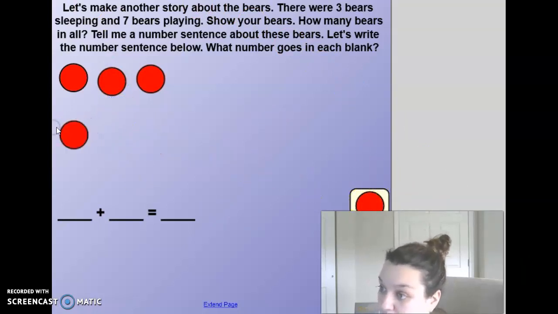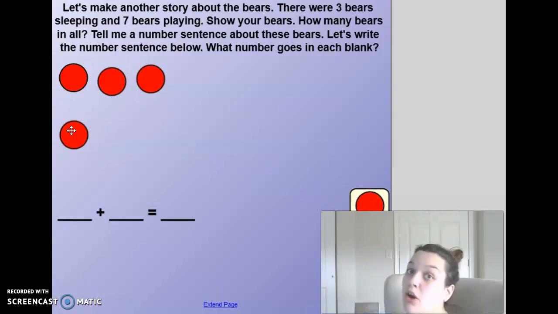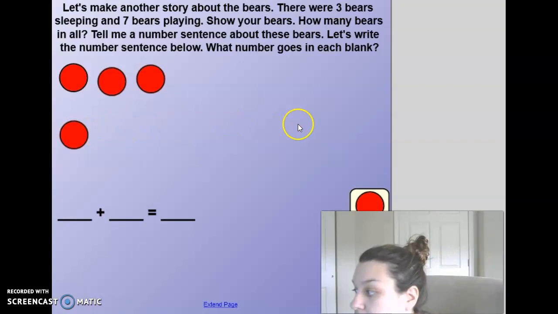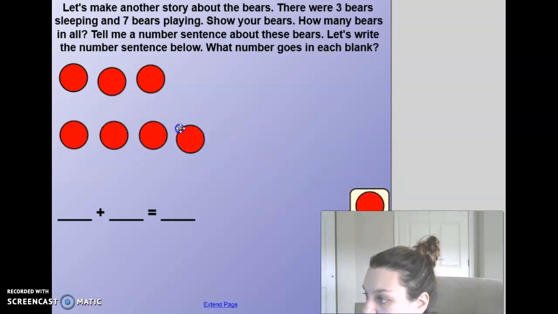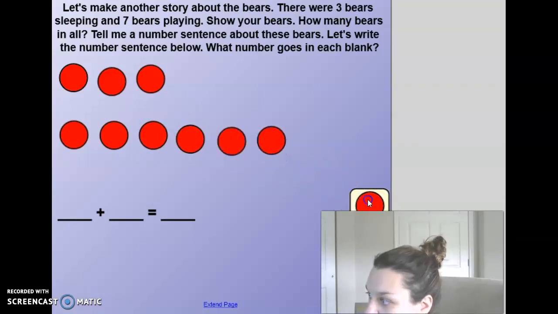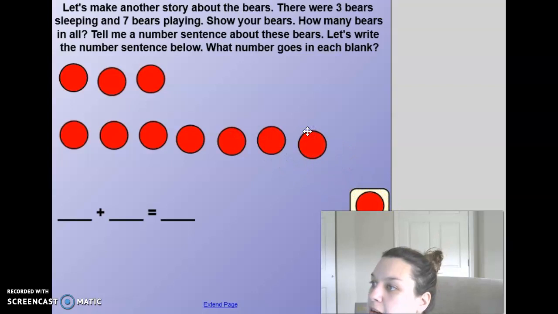So I like to separate when I find out that there's 2 groups, because I know part plus part equals whole. So I know they're going to ask me for my 2 parts, and it just makes it easier for me to separate everything, okay? So I'm going to have 7 more playing. 1, 2, 3, 4, 5, 6, 7. How many bears were in all?